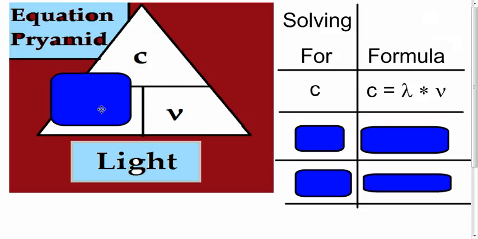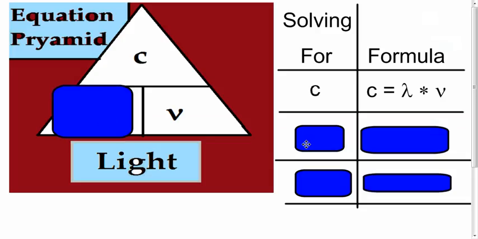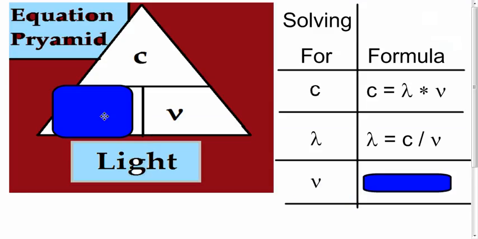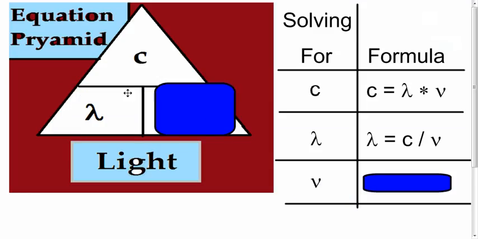If I cover up wavelength, lambda is equal to c divided by nu. Lambda is c divided by frequency. And frequency, I cover it up and then I look at what's left. c over lambda. So frequency is the speed divided by lambda.